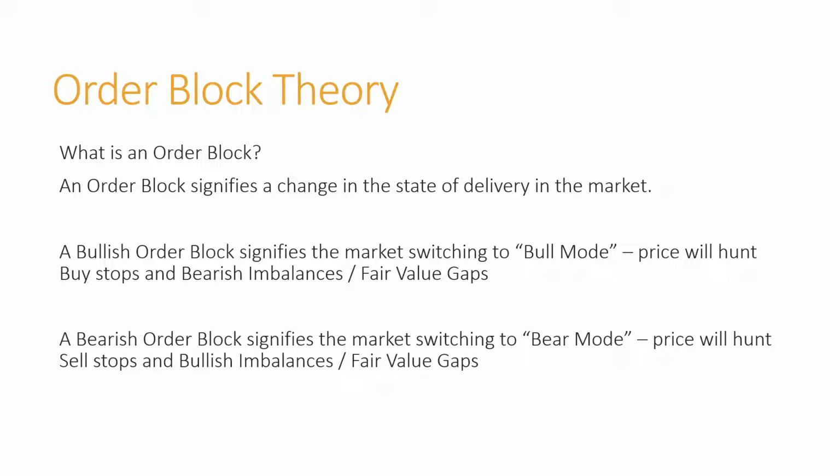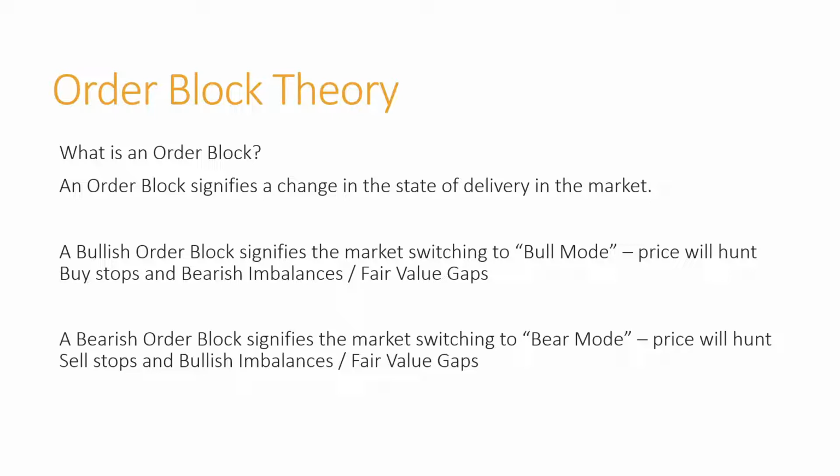And so what actually is an order block? ICT states that the order block signifies a change in the state of delivery in the market. So we've already been talking about market structure shifts, and order blocks are obviously another tool that we can use to signify a change in the state of delivery in the market, or a change in market structure.